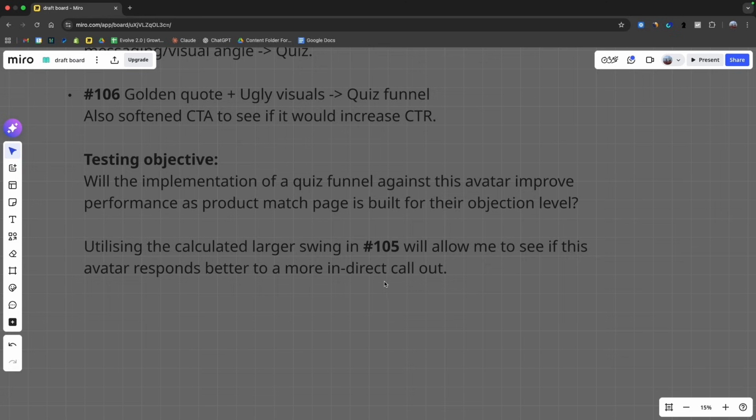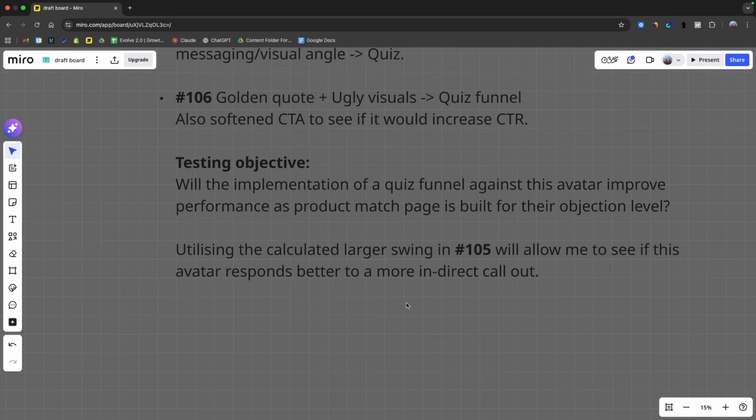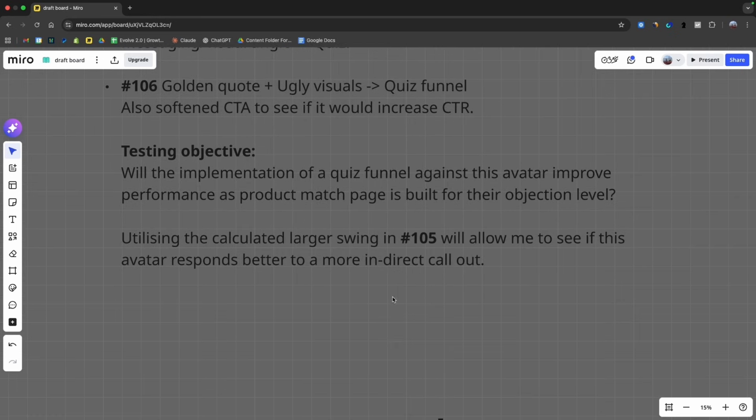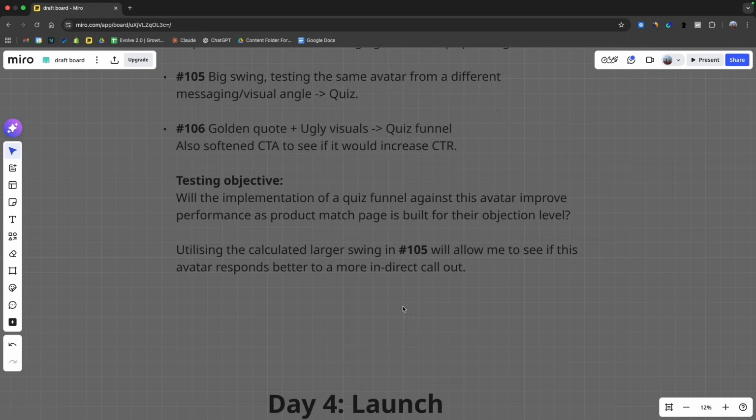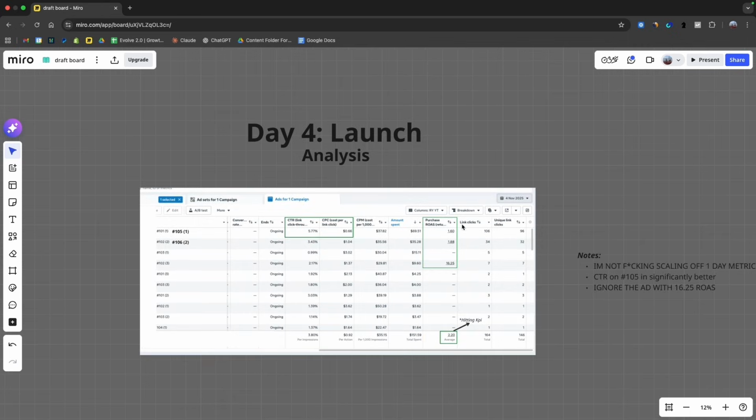So will the implementation of a quiz funnel against the avatar improve performance, as product match pages are built for their objection level or awareness level? And then utilizing the calculated larger swing in 105 will allow me to see if this avatar responds better to a more indirect call out. Again, I can't really mention what that indirect call out was, but you can use your imagination.